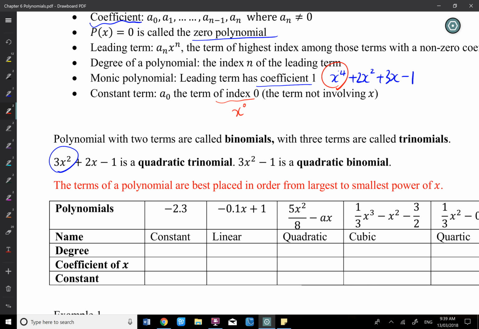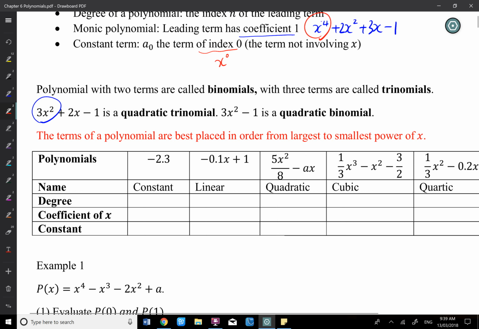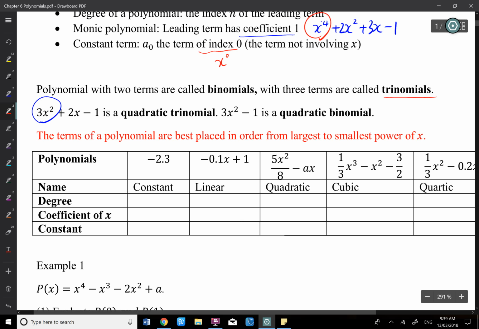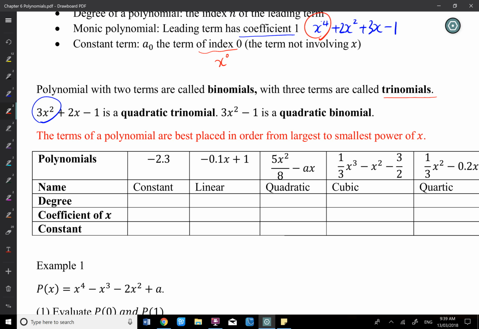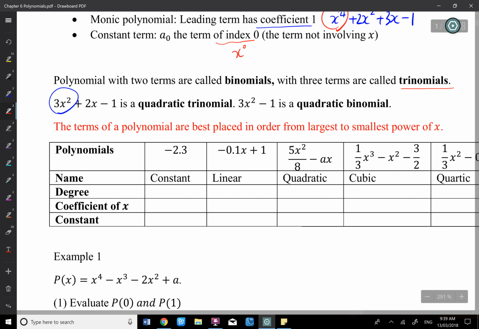Those are some definitions for polynomials, and let's have a look at binomials. What is a binomial, and what is a trinomial? Polynomials with 2 terms are called binomials and those with 3 terms are called trinomials. So it depends on how many terms you have. So for example, this one.